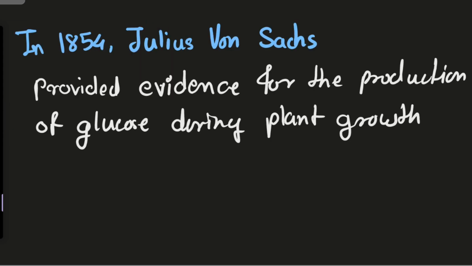Next, in 1854, Julius von Sachs provided evidence for the production of glucose during plant growth. Plants produce glucose, which is stored in the form of starch, and starch is the first visible product of photosynthesis.